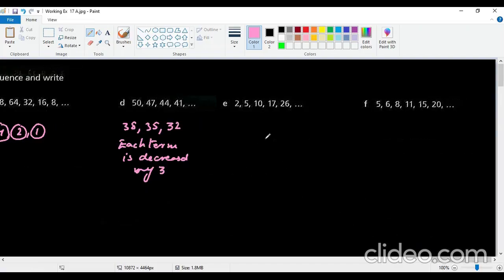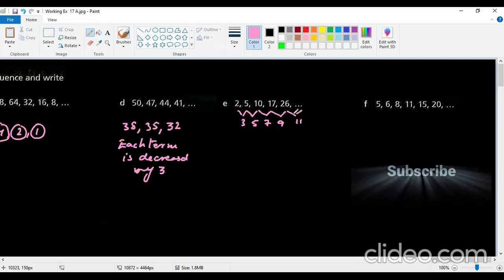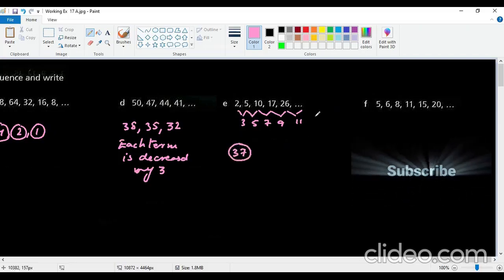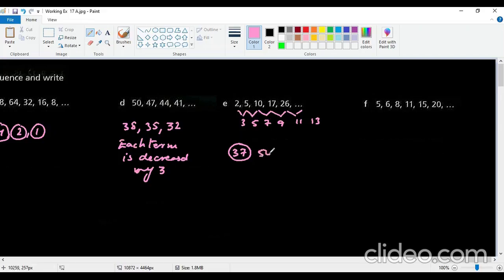As you can see, the difference between these two is a 3, the difference between these two is a 5, this one is a 7, and this one is a 9. So the next difference is going to be 11, and 26 plus 11 is going to give us a 37. 37 plus 13 is going to give us a 50, and next is going to be 15, so it's going to give us a 65. These are the three terms that you get, and I have explained the rule also.